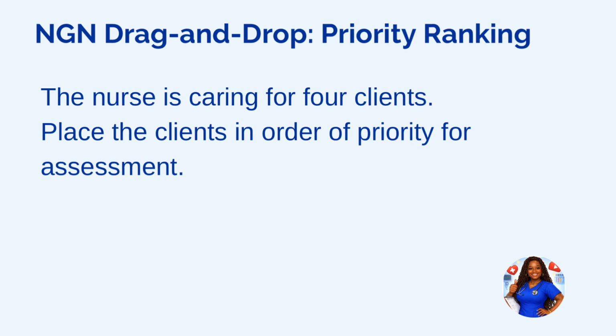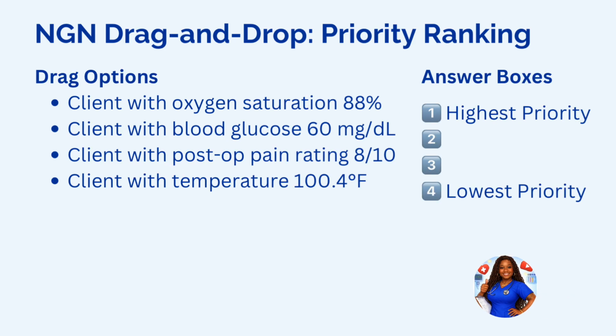Next, we have priority ranking. The nurse is caring for 4 clients. On the next slide, place the clients in order of priority for assessment. These questions test prioritization, which is a huge part of the NCLEX. Use the ABCs rule. Airway and breathing problems come first, followed by circulation issues, then other concerns. Read through the options and place in order from highest priority to lowest priority.